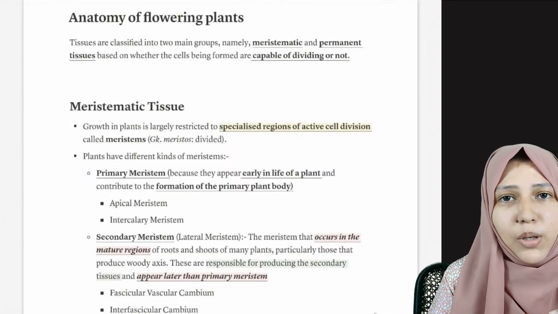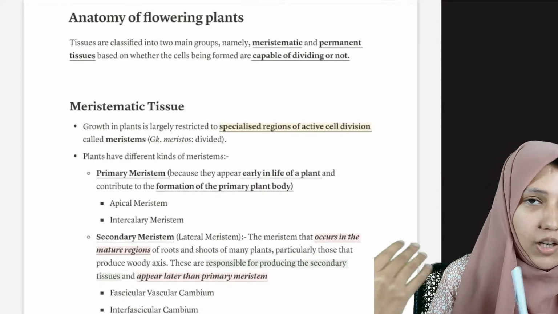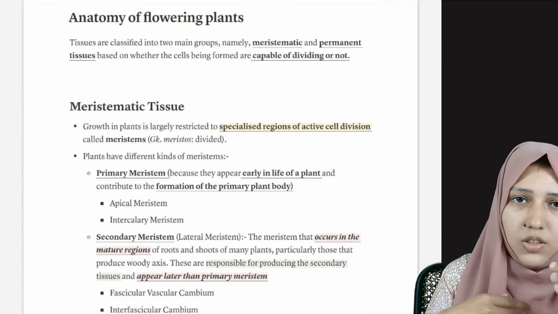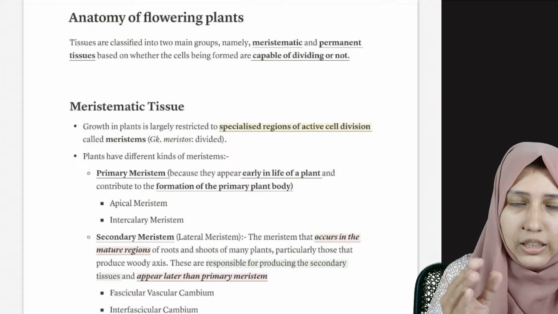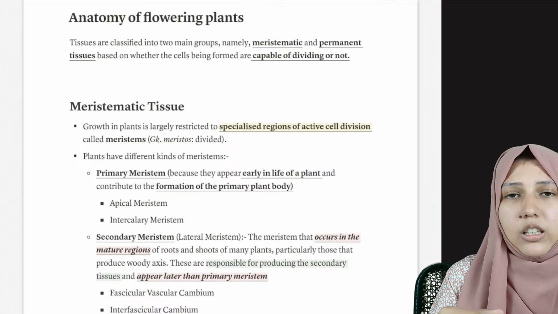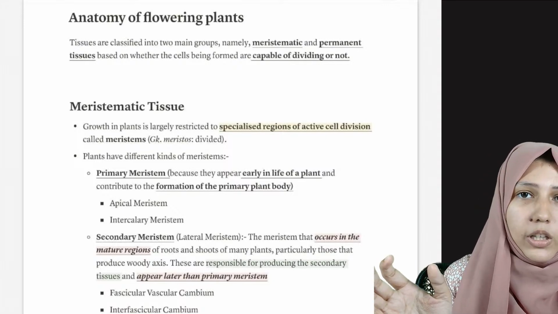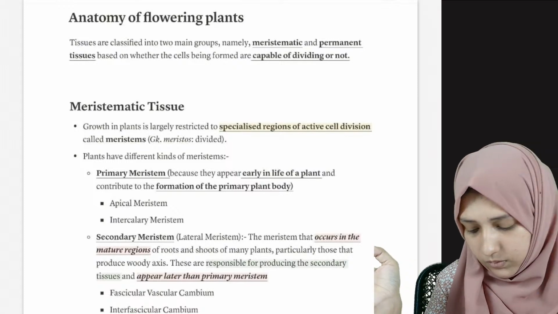The chapter Anatomy of Flowering Plants. As we have completed Morphology of Flowering Plants, today we will be dealing with this chapter. In this chapter, as per the new NCERT, the syllabus is less, but for safety purposes we will be talking about the old NCERT also. So let's go into the basics of anatomy.